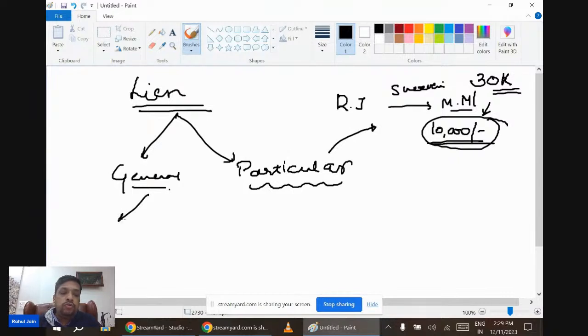General lien is allowed to only few categories. Number one, finder of lost goods, जो हमने अभी पढ़ा.